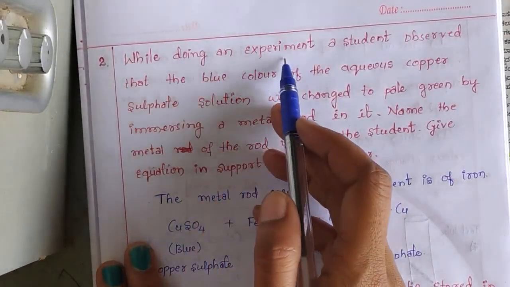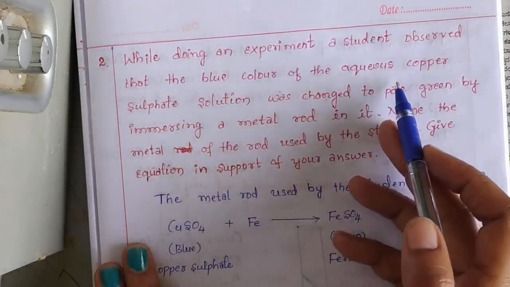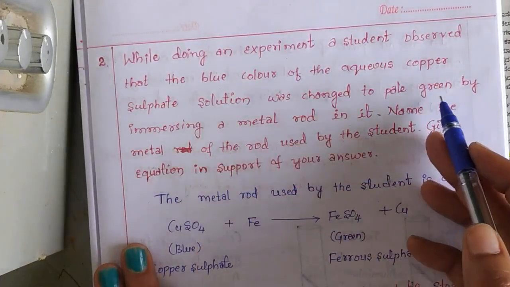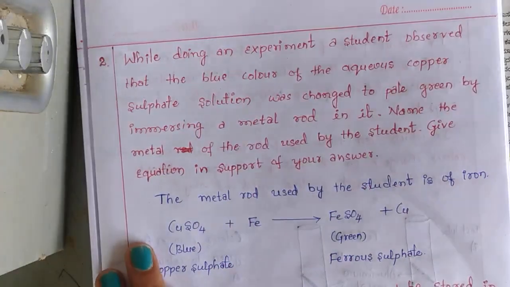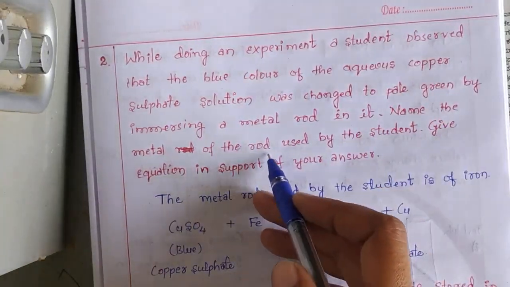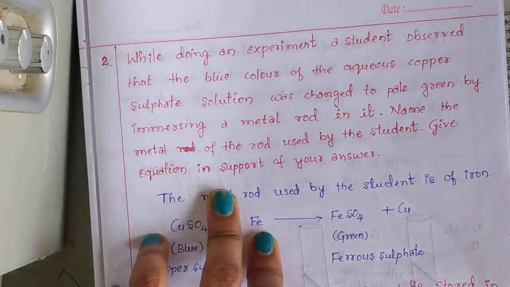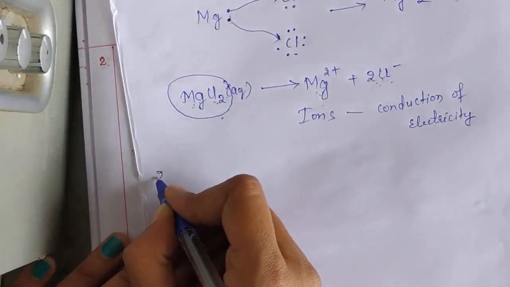While doing an experiment, a student observed that the blue color of the aqueous copper sulfate solution was changed to pale green by immersing a metal rod in it. Name the metal of the rod used by the student. Give the equation in support of your answer. Okay, see here, this is the second question.